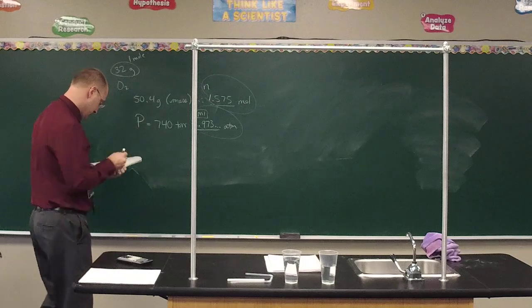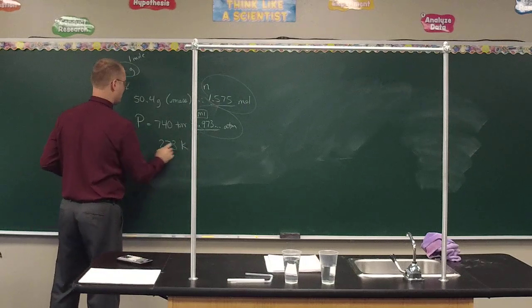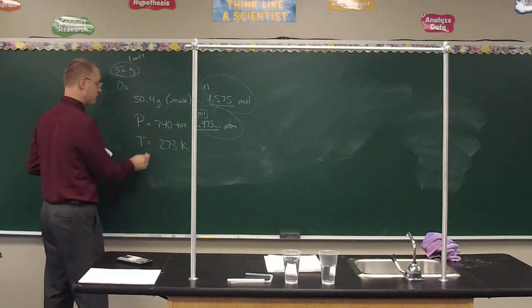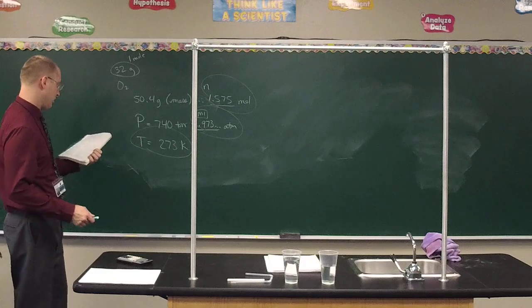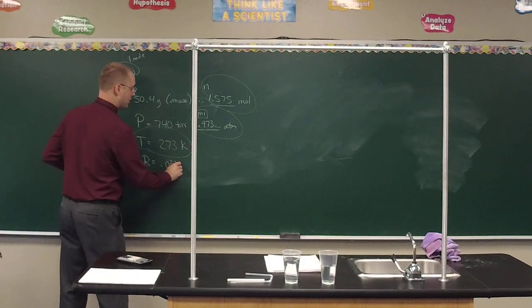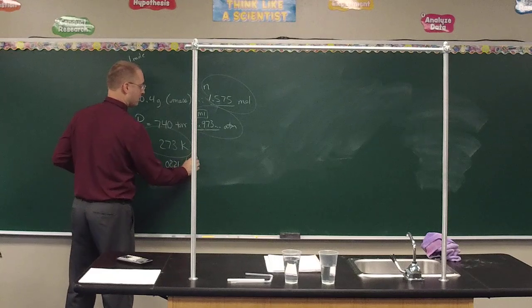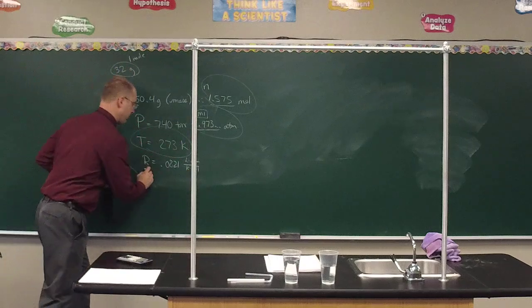All right, next number they give us: 273 Kelvin. And that's temperature. At least that's already in Kelvin, so I'm good to go with that number. And I'm looking for R. Well, I know R as well. Okay, what is R, class? 0.0821 liters times atm. There we go. And so I know that number.